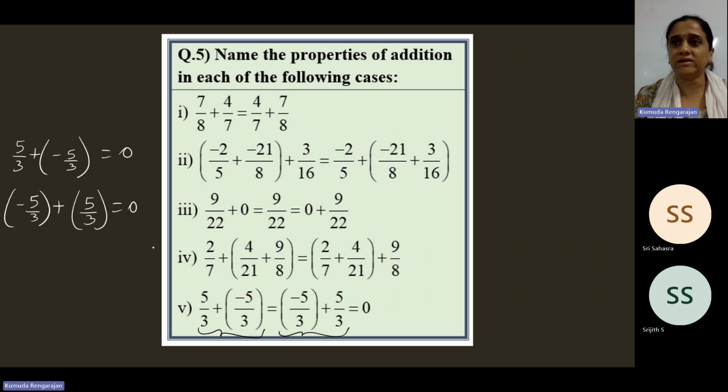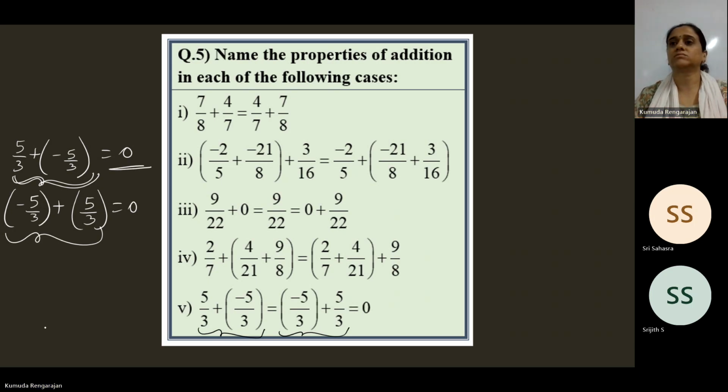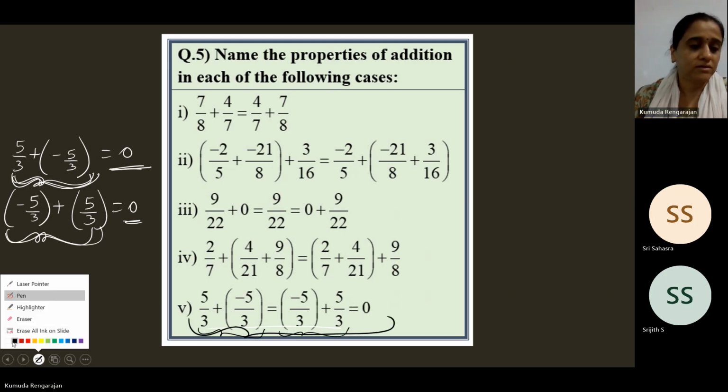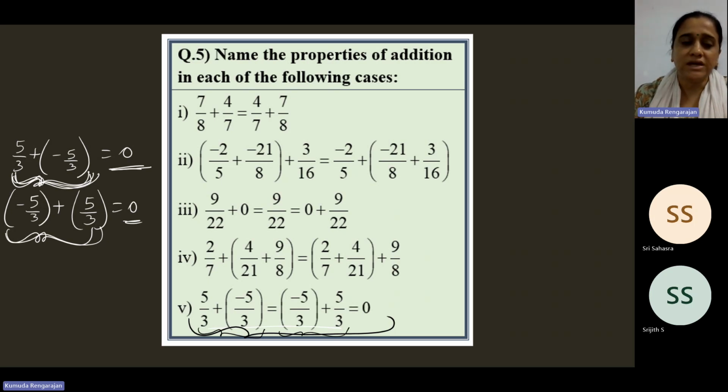Now, when you write these two together, 5 by 3 plus minus 5 by 3 is equal to minus 5 by 3 plus 5 by 3 is equal to 0. Instead of writing is equal to 0 two times, they've combined this. This one is equal to this one is equal to 0. The answer for this one is 0. The answer for this is also 0. So what you see here is, this answer is equal to this answer is equal to 0.